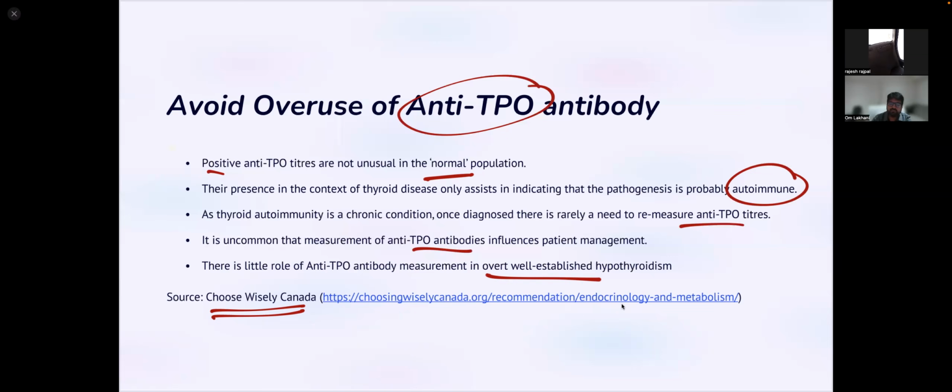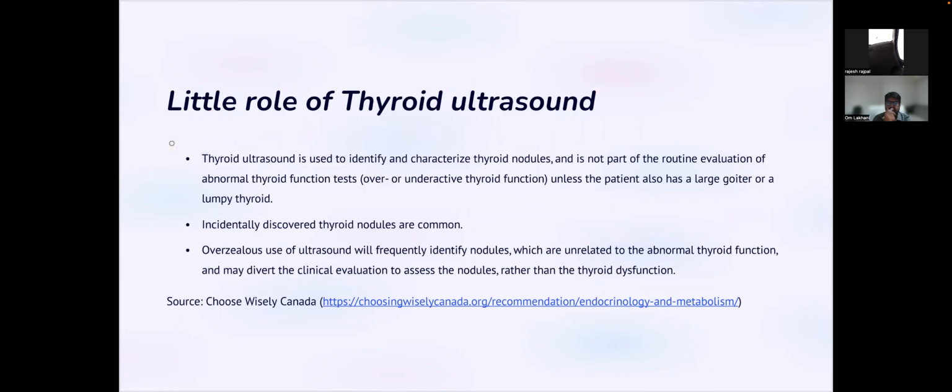So, having said that, the point is that anti-TPO antibody is often overused. It does solve a purpose. I'll talk about that when we discuss subclinical hypothyroidism, but it does not have too much role in a lot of these cases. And again, thyroid ultrasound in a routine thyroid patient also has little role.